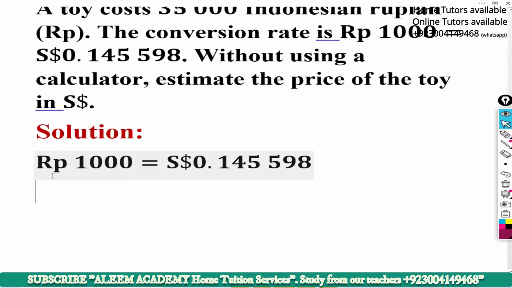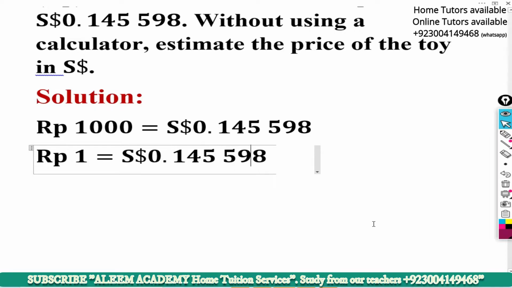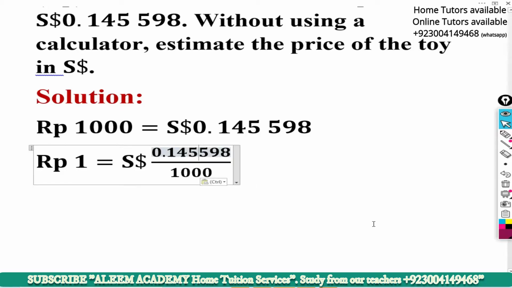Now what we do with this 1000 Rp equal to this is make it 1 Rp. What happens? We will divide both sides by 1000. So this can be written as 1 Rp is equal to this number, 0.145598, over 1000.